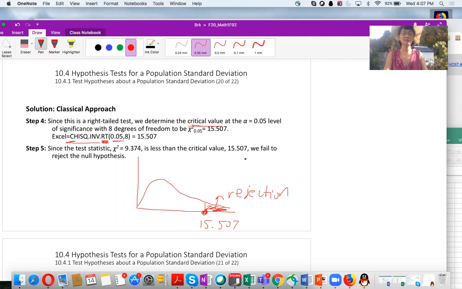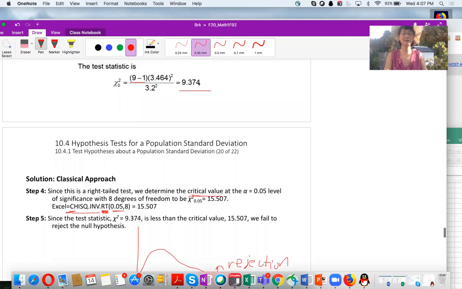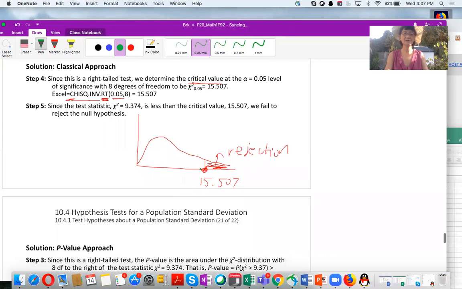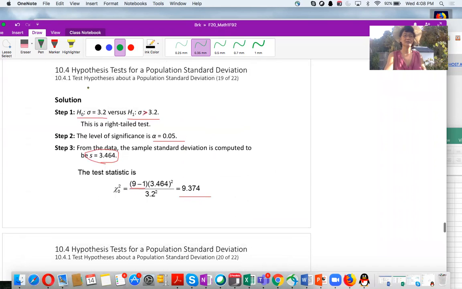Now, where is the test statistic? 9.374. If this is 15, 9.374 must be smaller than 15. It is here. Obviously, the test statistic is not in the rejection region. So do not reject H0, or fail to reject H0. So go back to H0. H1 and H0, one of them is correct. So your final conclusion: the population standard deviation is 3.2.